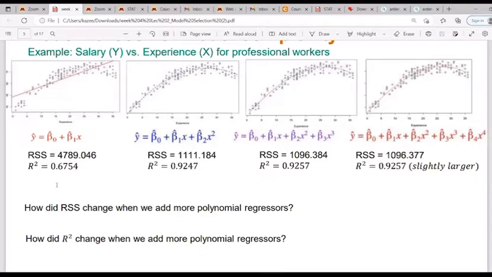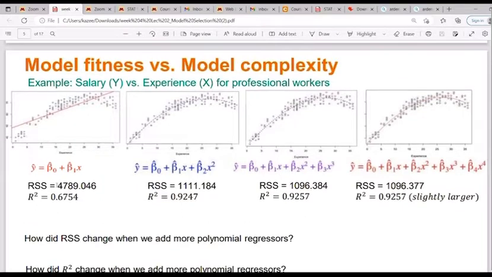Okay, and how did the R squared change when we had more polynomial regressors? Of course, the R squared is basically going to be going up. And that's another thing I want you to know.